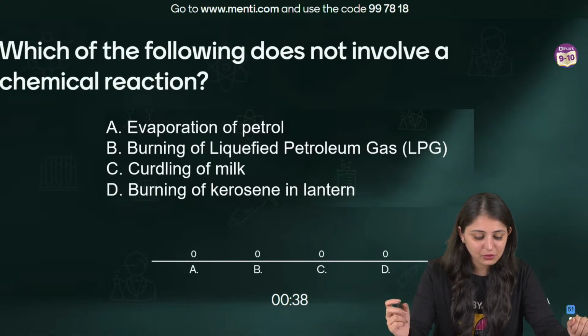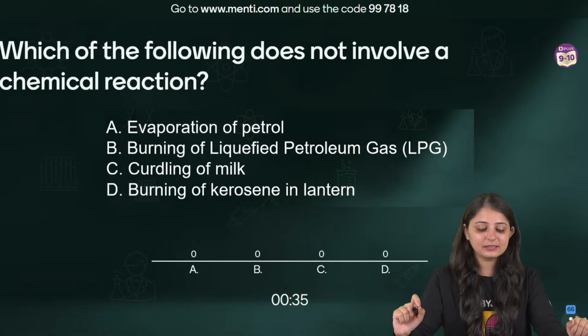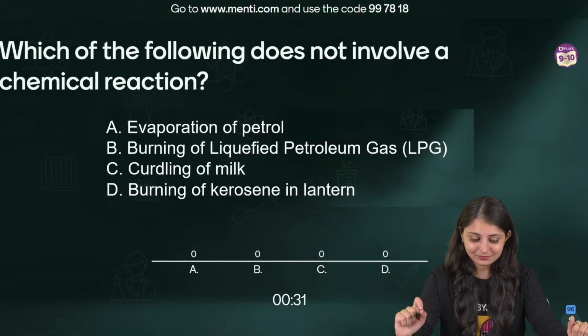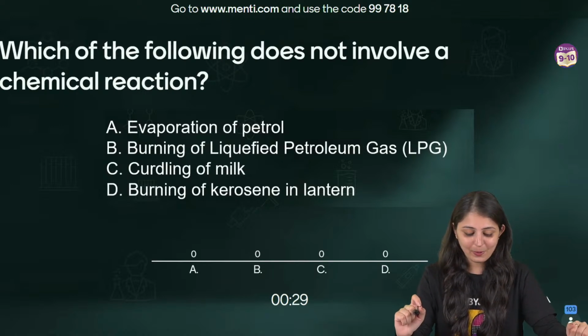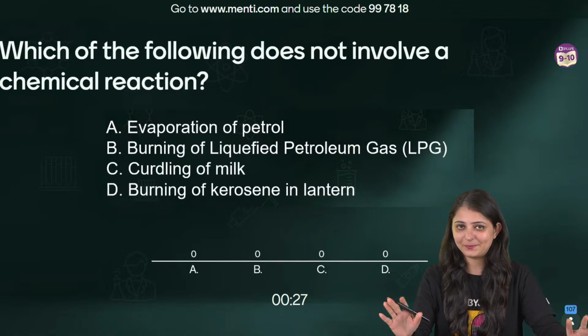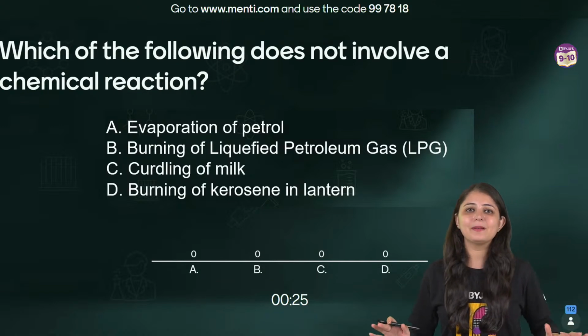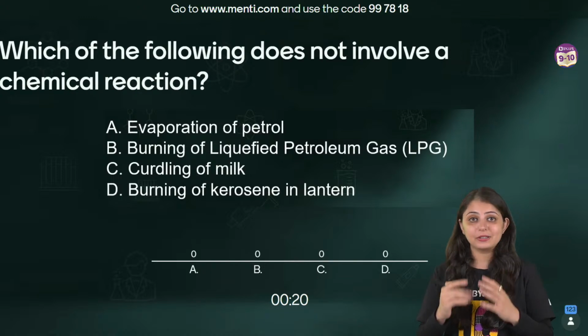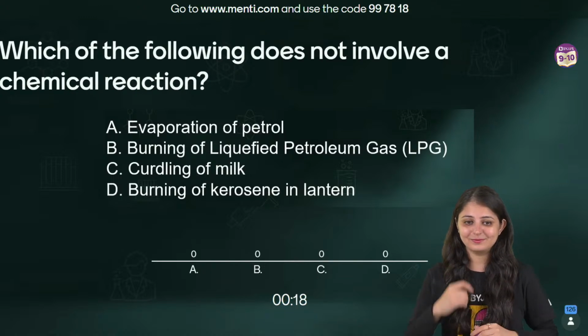Evaporation of petrol, burning of LPG, curdling of milk, or burning of kerosene in lantern. So you have 4 options and you have a good amount of time. ये ना ऐसा टेस्ट है जहाँ पे आपको accuracy को actually speed से थोड़ा ऊपर रखना पड़ेगा. You will have to be more accurate. That is something that is more important.